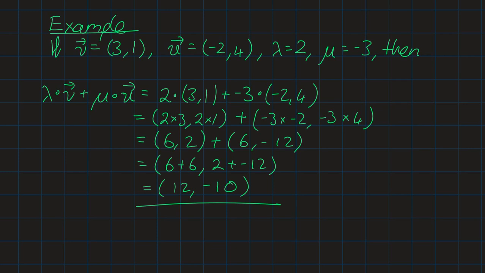This is how you do linear combinations. It's just arithmetic, step-by-step arithmetic. It's best if you don't try and jump too many steps ahead without writing it down. Just take it slow, do it step by step, and you'll get to the answer. Okay, so that's the end of this example, and that's the end of this video.